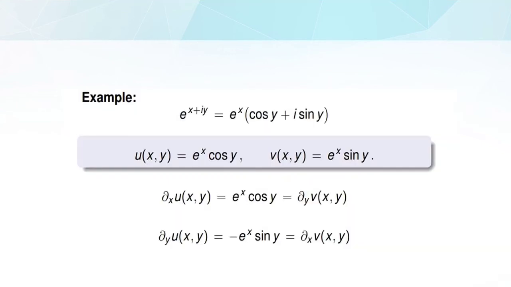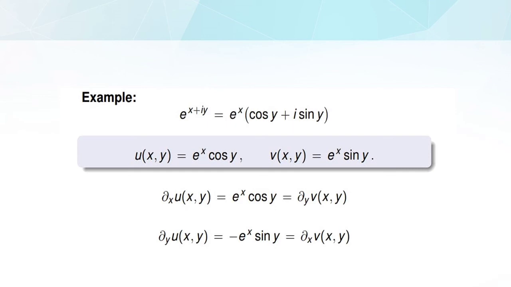Now let's take an example and further discuss the Cauchy-Riemann equations. We have the example taken as e to the power x plus iy equals e to the power x (cos y plus i sin y). We have u(x, y) equals e to the power x cos y, and another separate function v(x, y) equals e to the power x sin y.